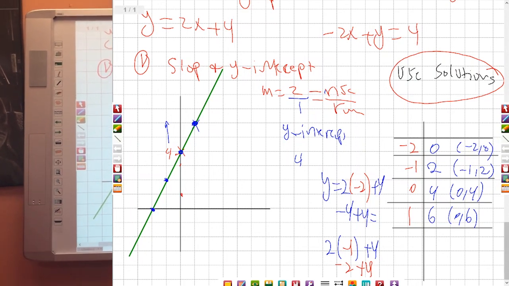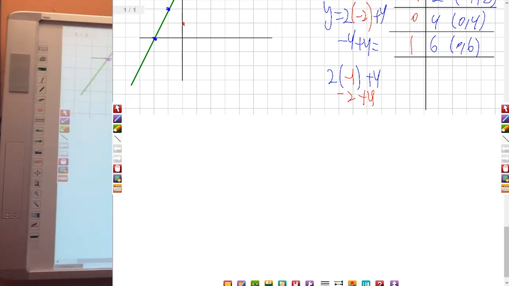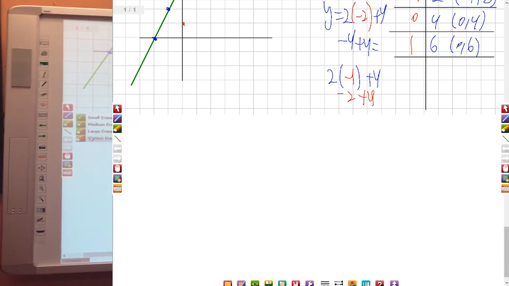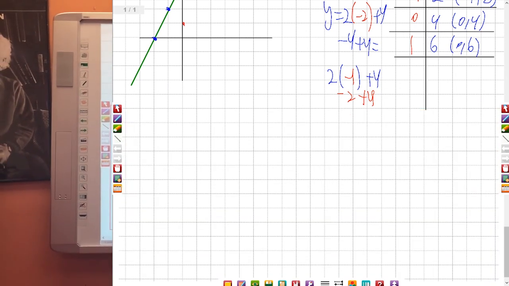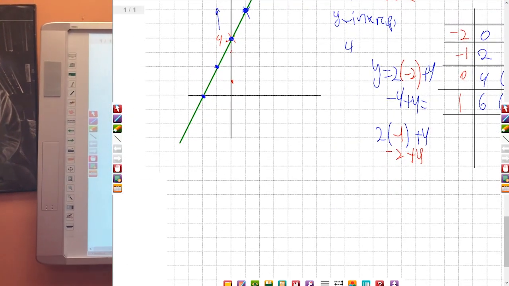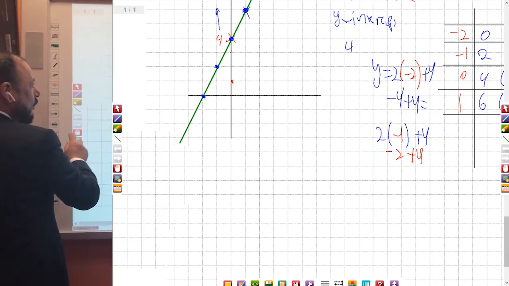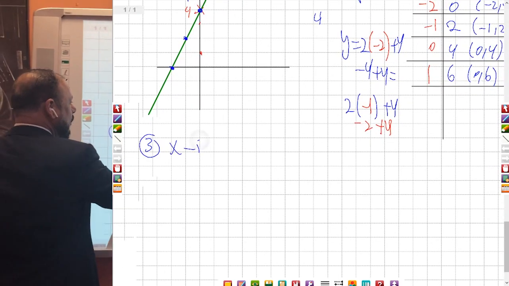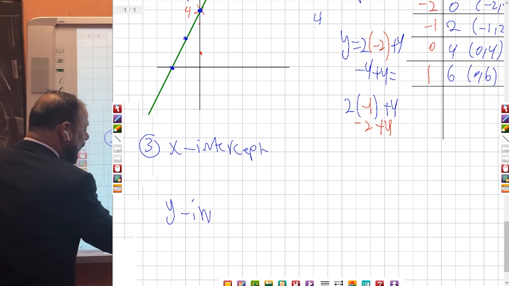Now, the last way we're going to use is the x-intercept and the y-intercept. X-intercept and y-intercept. I have an easy way for this.